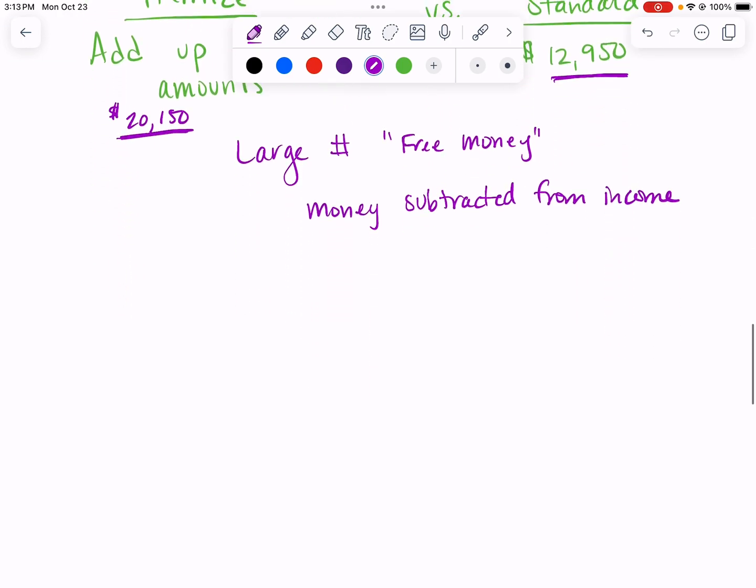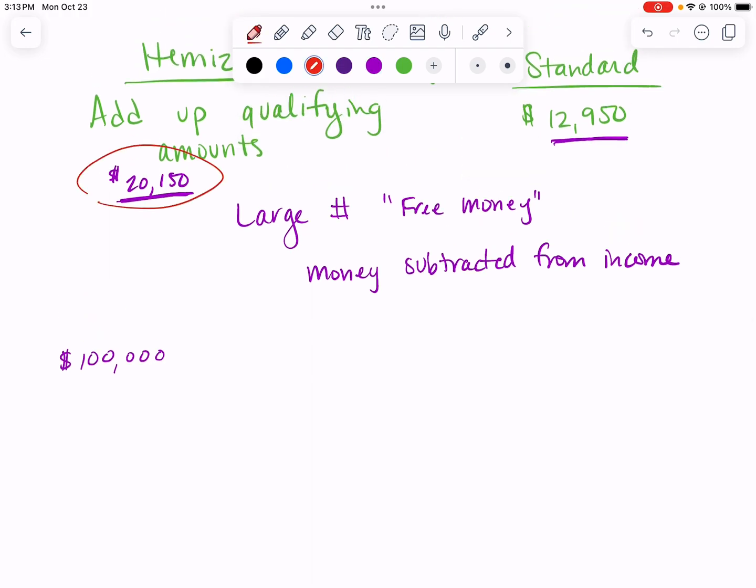So let's say you brought in $100,000 in a year and you could itemize for this amount, you would then immediately take that deduction off your income. So you would take $100,000, subtract $20,150, and then when you actually go to the bracket, this is what you're putting on the tax bracket. Okay, so this is the important thing, that you're paying attention to what you can itemize versus what you can do with the standard, right?